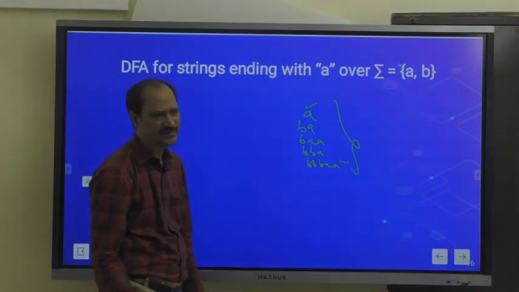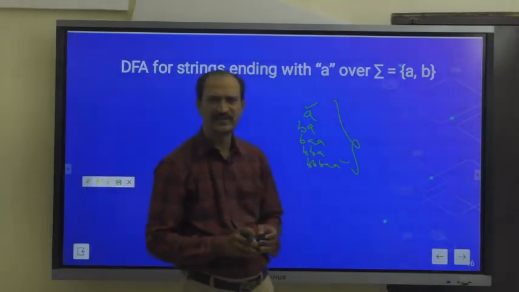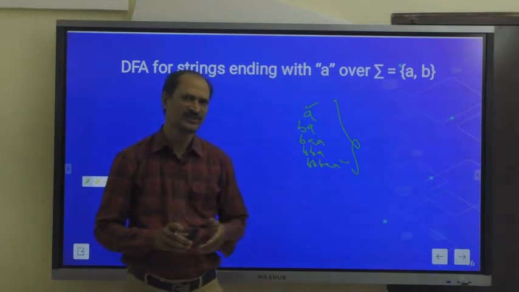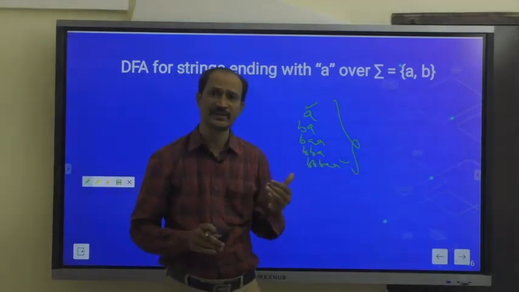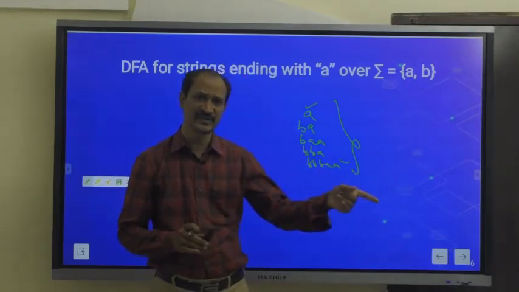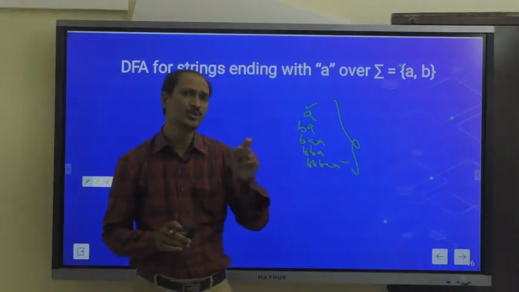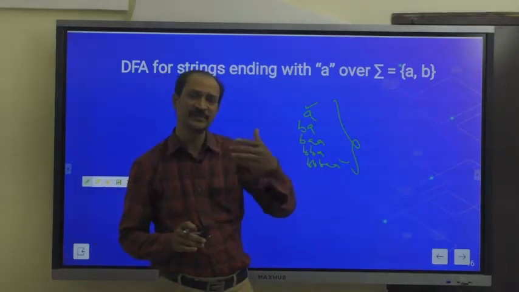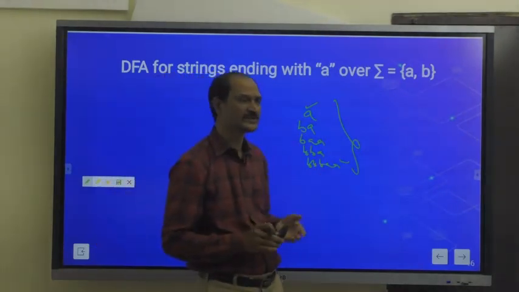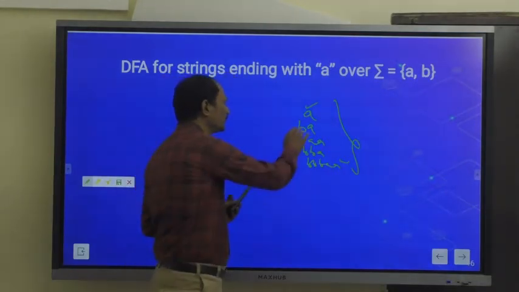But remember one thing: whenever you are asked to design a DFA machine for a language which is infinite, you should always think about the minimum string that can be accepted by the DFA. When the language is infinite, you should always think about how to construct a minimum DFA machine for a minimum string. Then you are going to expand it. This is how we are going to do it.